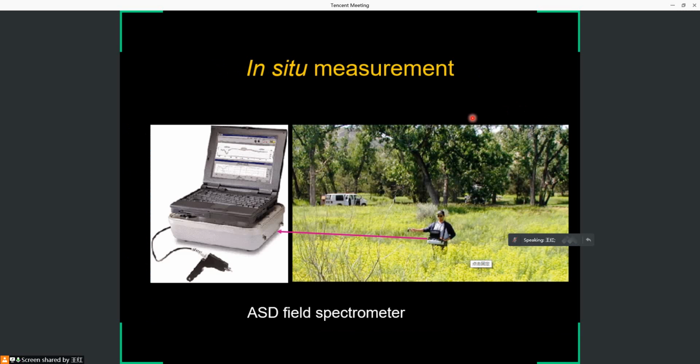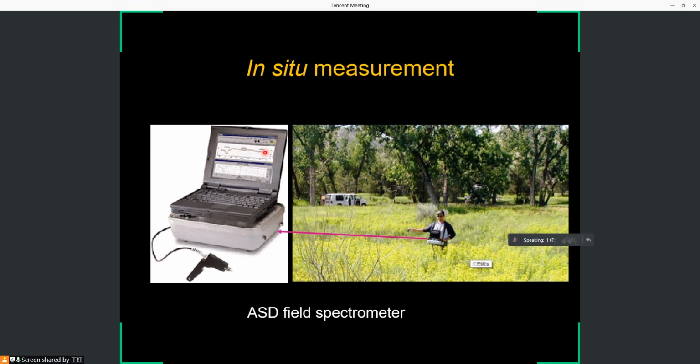And you see, this is an in situ measurement. This machine is called the ASD field spectrometer. You use a computer, and here is the detector. If you detect vegetation, you should hold it above the vegetation, at 1 meter to 1.5 meter range.